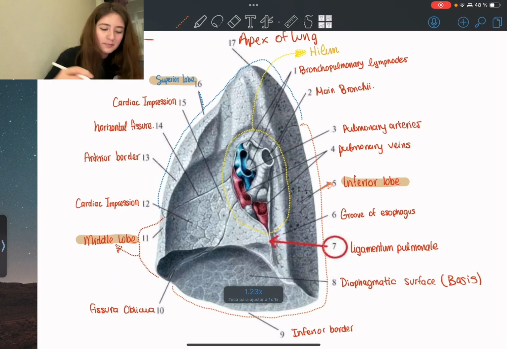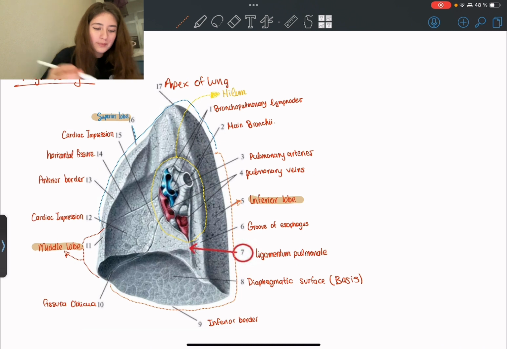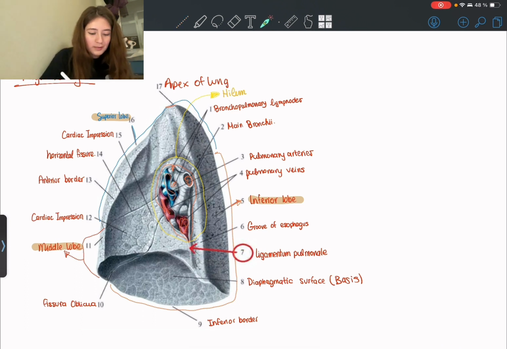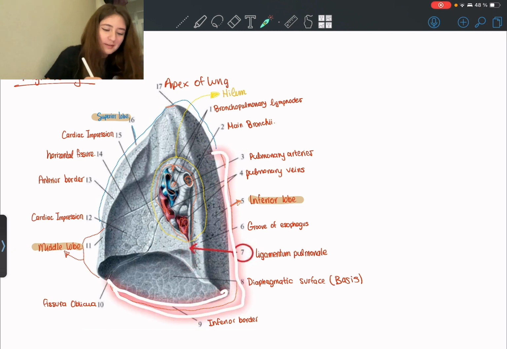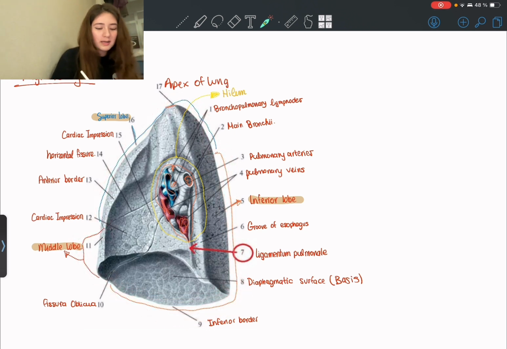Right here, this is the right lung. We have the apex of the lung. We have the hilum, that is this part. It contains the main bronchi, pulmonary lymph nodes. It contains the pulmonary veins that are red because they carry oxygenated blood. The ligamentum pulmonare that I was talking about, inferior border, inferior lobe, superior lobe, and middle lobe. So we can determine, because it has 1, 2, and 3 lobes, that it's a right lung.